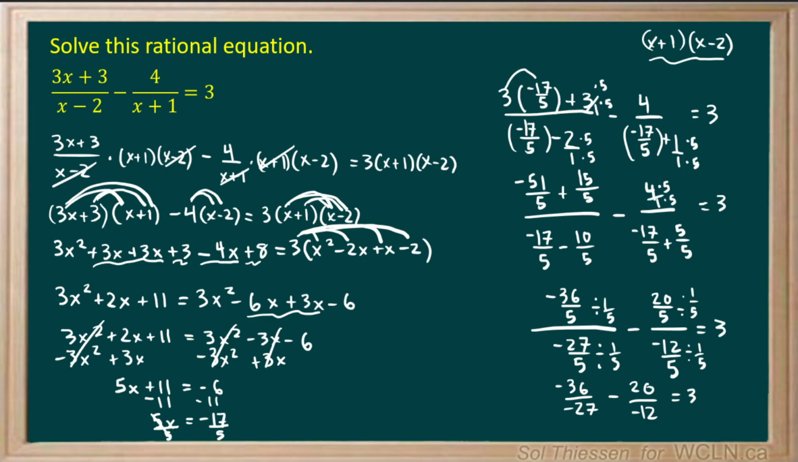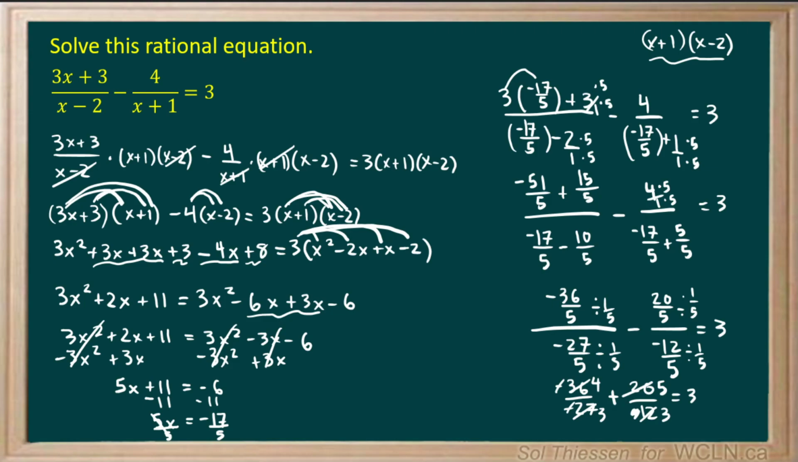The one on the left can be reduced by a factor of 9. If we divide 36 by 9, we'll have 4. Also, the negatives can cancel in division. Then if we divide 27 by 9, we'll have 3. So we have 4/3. Again, the negatives can cancel in division between the negative 20 and negative 12. So we'll have plus 20 over 12. And we can reduce this fraction by a factor of 4. So 20 divided by 4 leaves us with 5. 12 divided by 4 leaves us with 3. So we'll have 4/3 plus 5/3 equals 3.